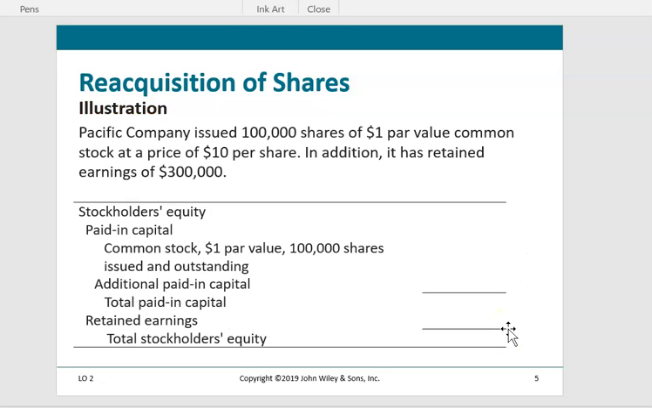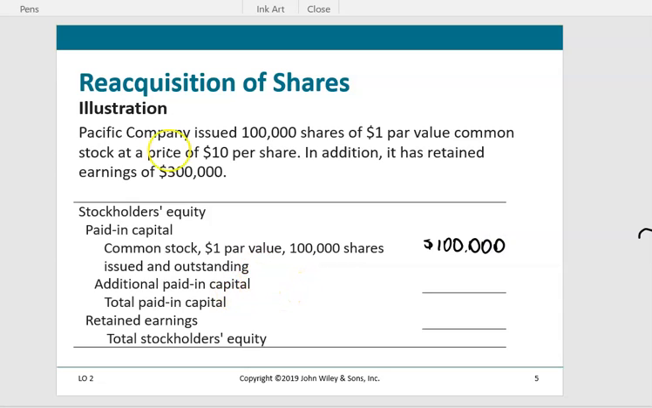Let's take a look at a disclosure example here. Pacific Company issued 100,000 shares of $1 par value common stock at a price of $10 per share. In addition, it has retained earnings of 300,000. So let's take a look at what the stockholders' equity section of the balance sheet would look like. Under paid in capital, we have common stock. We'd always say what are some characteristics of it? $1 par value, 100,000 shares that are issued and outstanding. So we would show a dollar value of 100,000, total par value of common stock.